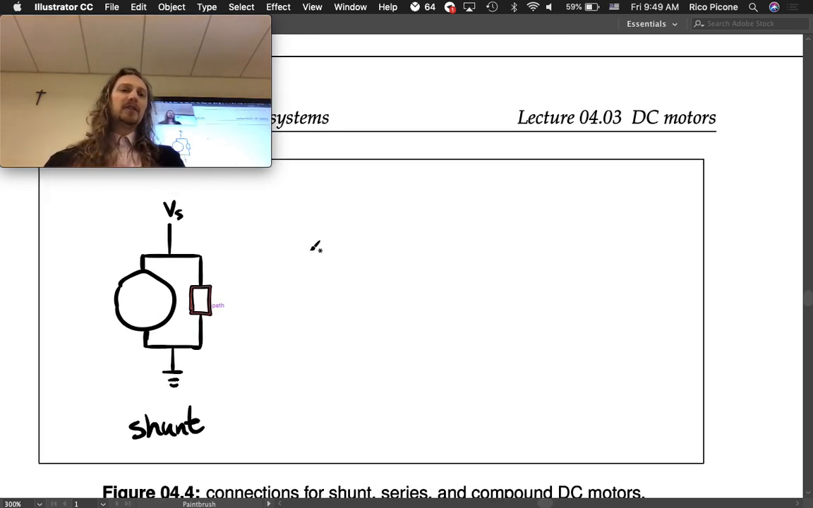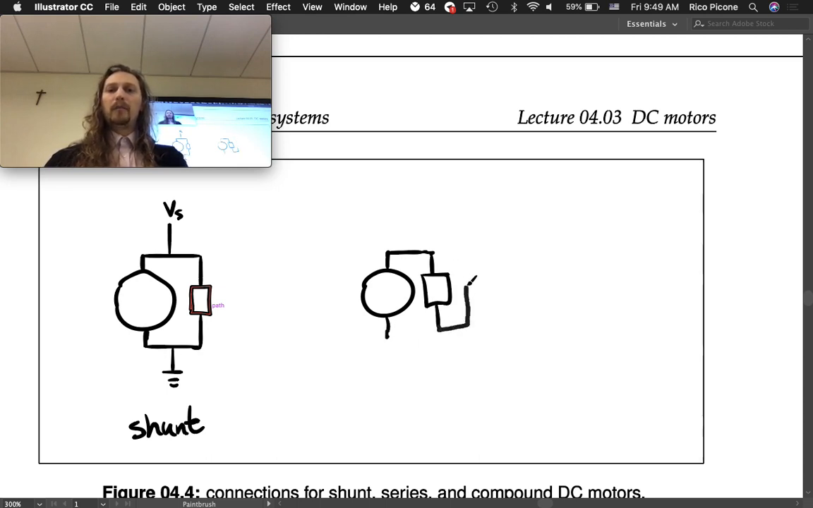The next one is to just do series instead. So you've got your armature again, and your leads coming off the armature. And instead of connecting this thing in parallel to the source, what you're going to do is you're going to go through your coil, your stator coil, and then you're going to go back up and connect to your source and connect this to ground.